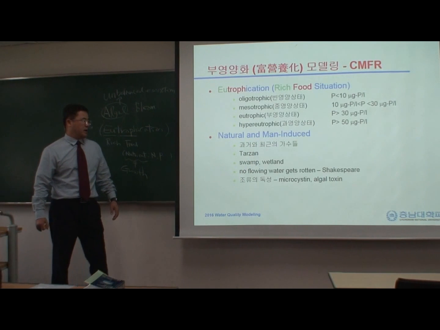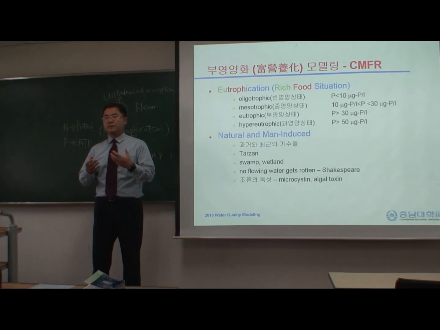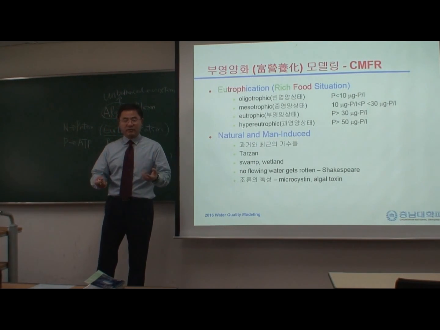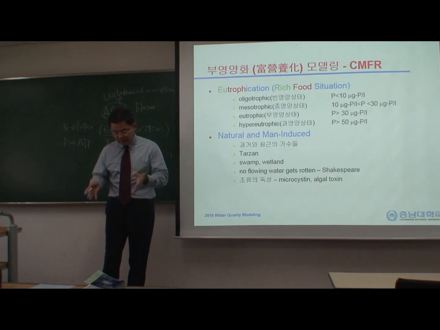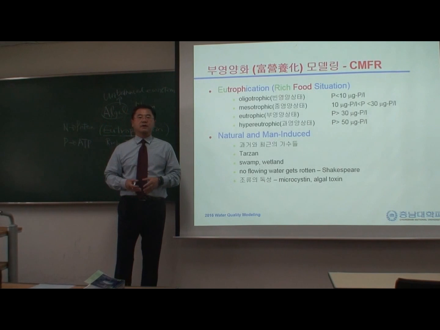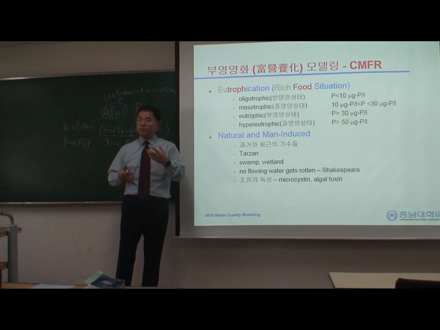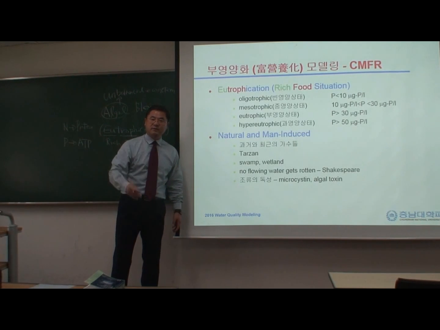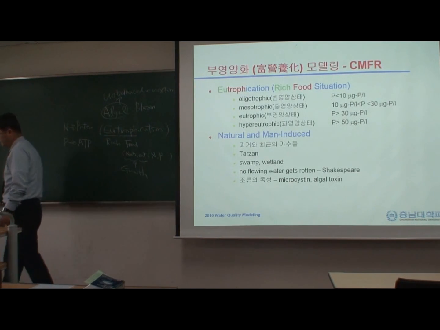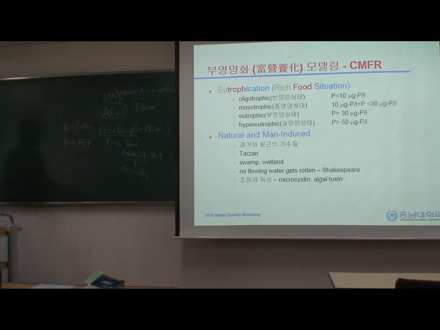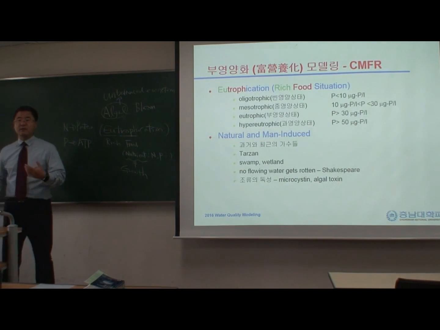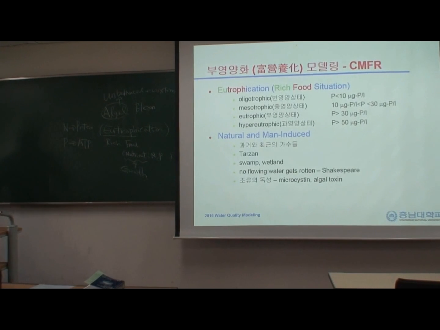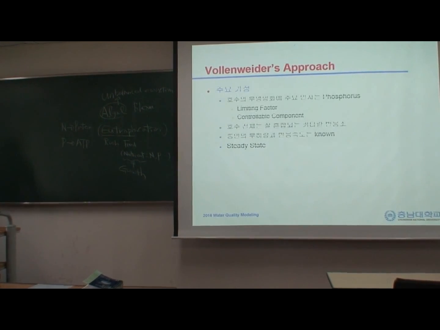But today, we produce nitrogen and phosphorus too much in a very local area, and so we make it happen faster. That's the problem. So natural may be okay, but artificial or human-induced is not okay. So if we made a mistake, we need to fix that.